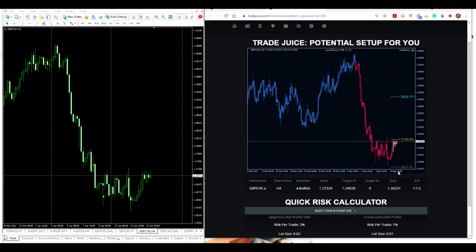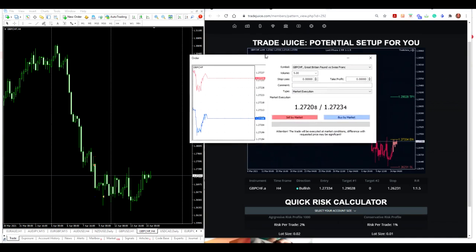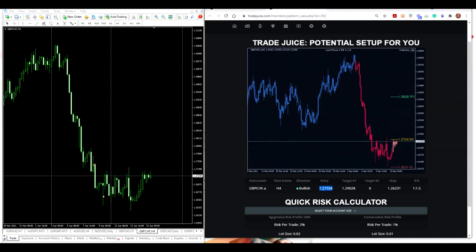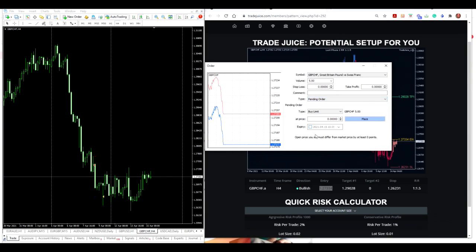So all I need to do to enter this trade is to open up the charts and then look to see where it tells me to enter. So I'm going to enter there and set a pending order. This is bullish, so I'm going to set a buy stop. All is explained in the Tradeology members area, of course.